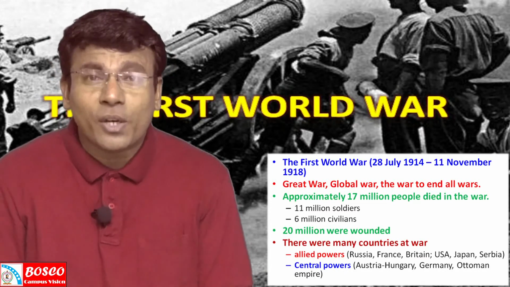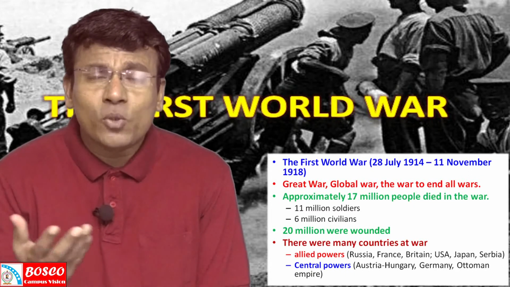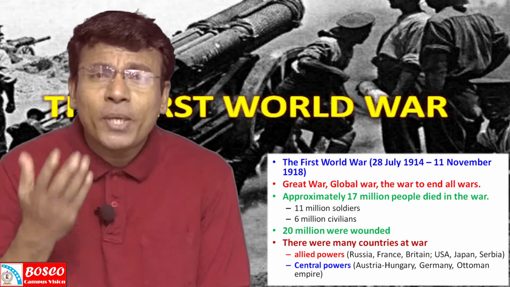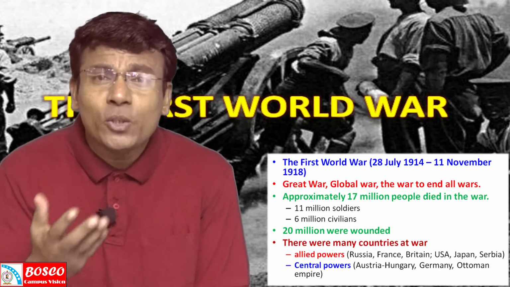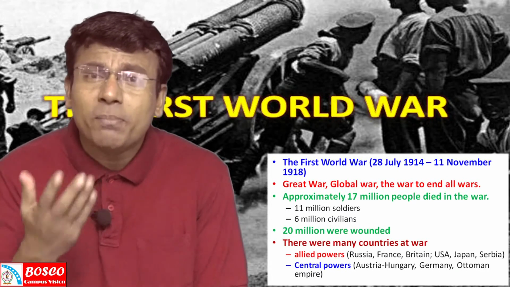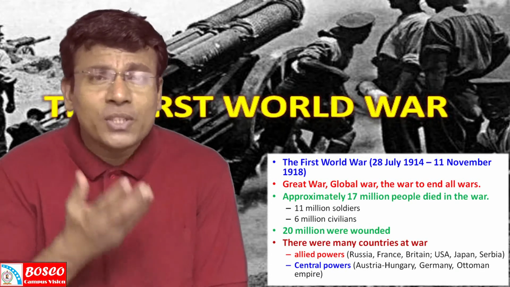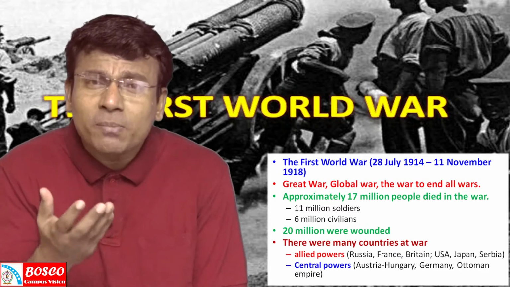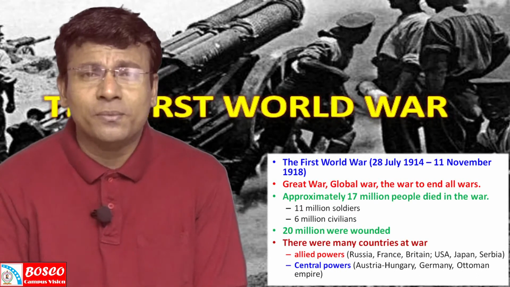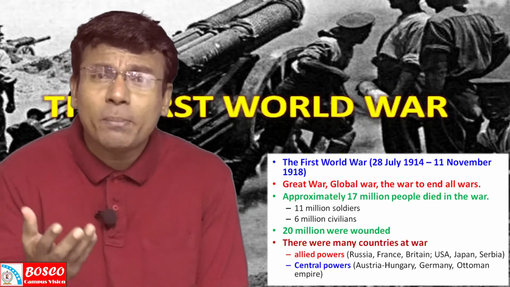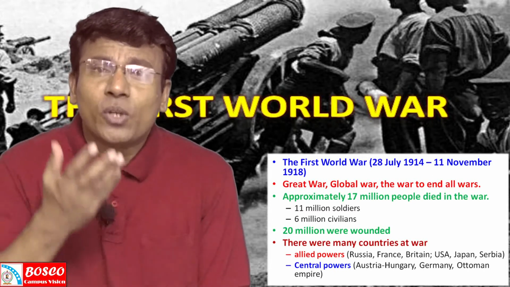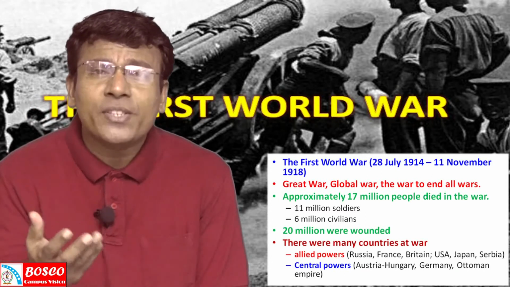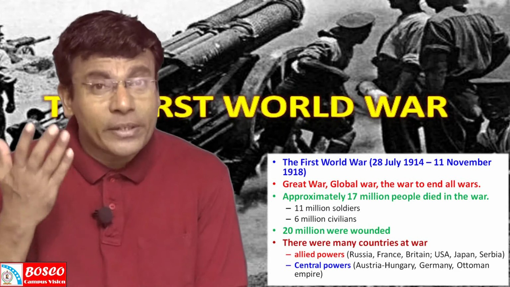The first reason to be known as the Great War is that the number of people who died in the war was very huge. Approximately 17 million people died in the war. Out of these, 11 million were soldiers and 6 million were civilians. And approximately 20 million people were wounded in the war. It was one of the deadliest conflicts in the history of the world, the Great War.